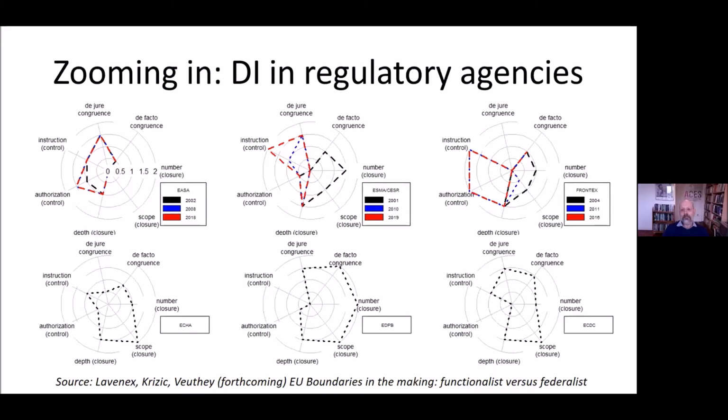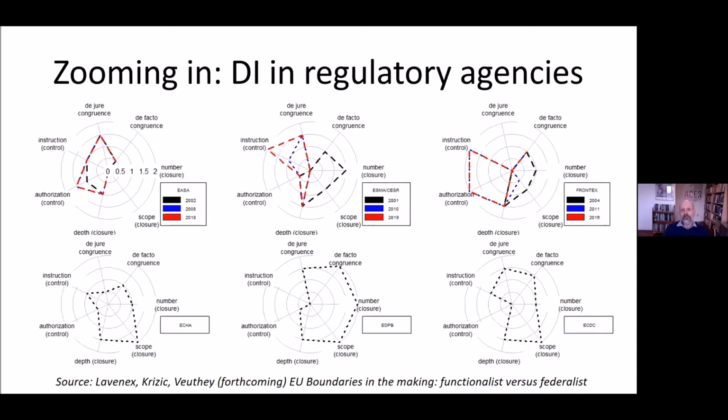But what has increased in the other direction, reducing flexibility, if you want, is control. At the same time as they have become more open for cooperation with third countries, these three agencies have also become more controlled in terms of authorization for EASA and also for Frontex, and in terms of instructions in the case of ESMA. Well, so this is a first important finding. Openness has increased, and also in quality, not only in number. And we could go into details.